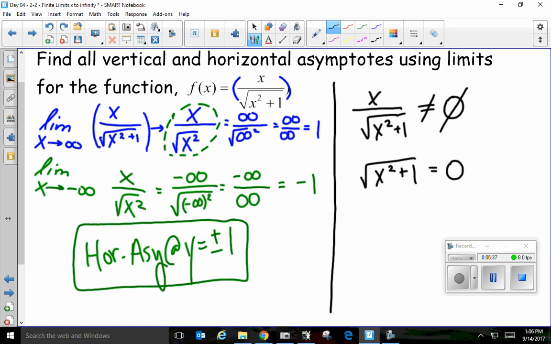Which means, can I take the square root of 0? The square root of 0 is 0. So what does that mean? That means this whole expression here would have to equal 0, wouldn't it? So that means x squared plus 1 would have to equal 0, which means x squared would have to be negative 1. Is there anything I can put into x and square it so that it's a negative 1?